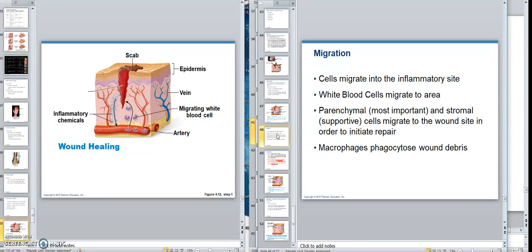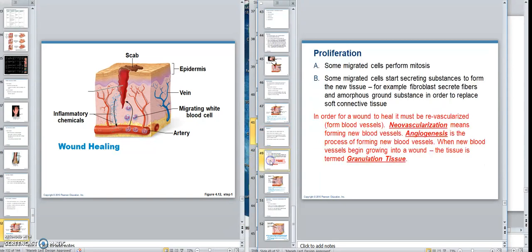Migration, white blood cells going to the area to clean it. Parenchymal, remember the most important, that would be the fibroblasts would come in. Macrophages try to clean it up. What do we have here? You got to get new blood vessels. That was granulation tissue. The area has to revascularize.